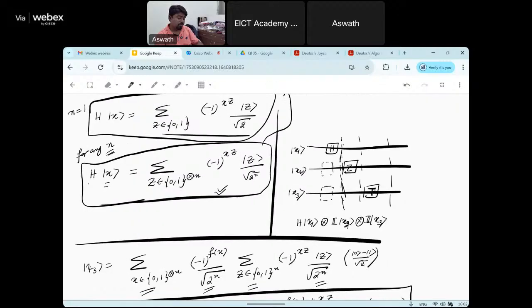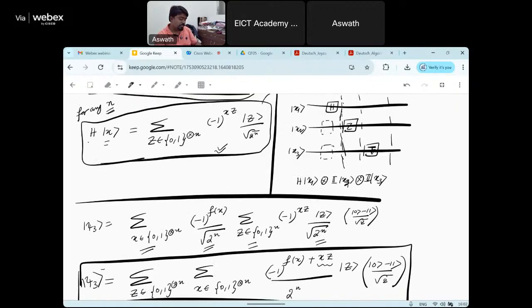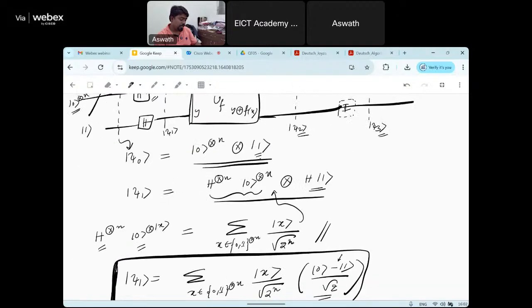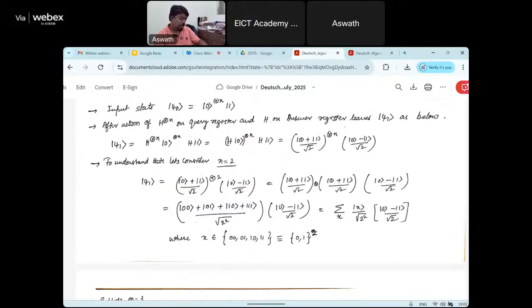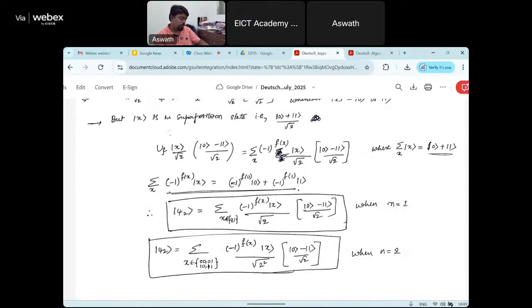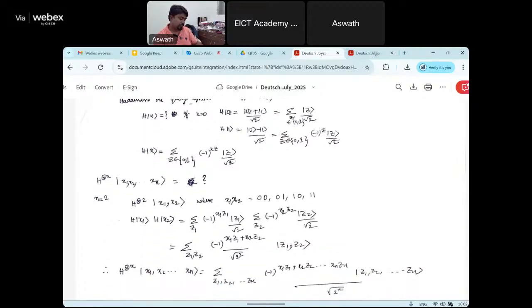It is a lot of zeros and ones playing around. So the catch is just here. What is that catch? From the notes, the catch is Hadamard acting on the X state. The next line, this is the catch.